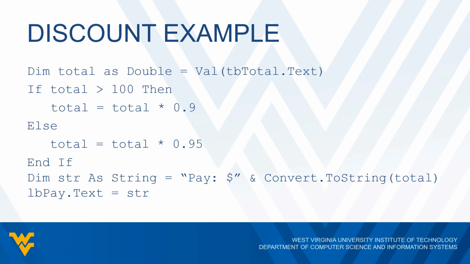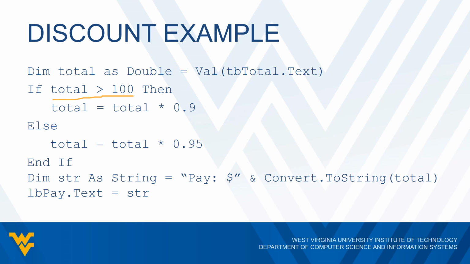Let's go back to our discount example with our code and see how we would use the if-then-else statement. So we still have our total, and we're entering a value in the text box, and we're going to convert it to a double and store it in total. Now let's take a look at our code that handles the if-then-else portion that computes a discount. So our condition is still if total is greater than 100 right here. So this is either true or false.